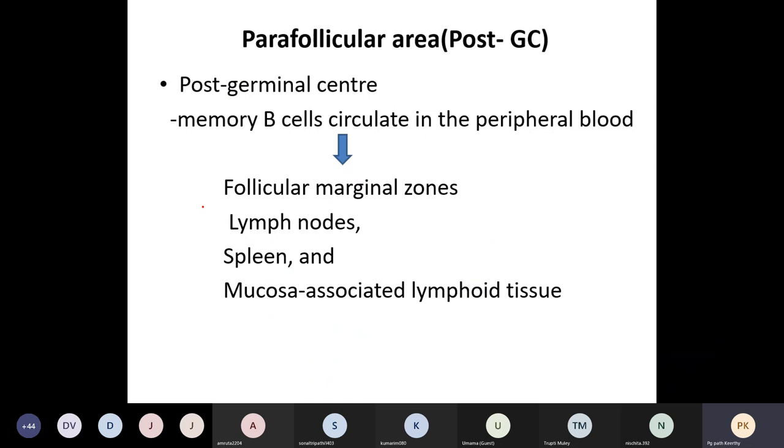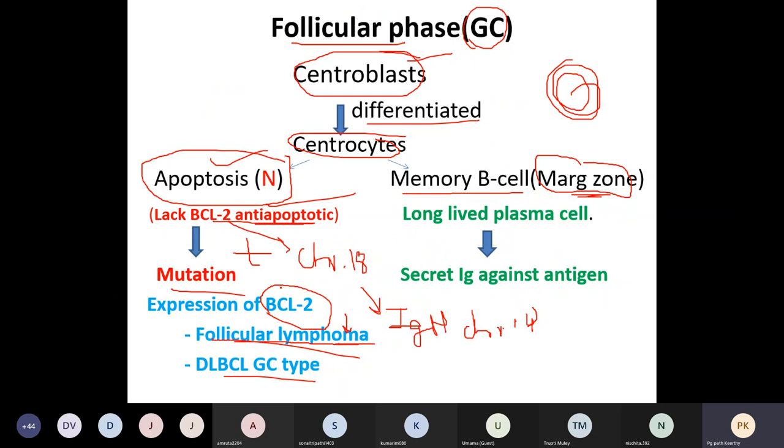So now tell me, what are the lymphomas you are expecting in the germinal center? One is your follicular lymphoma. One is the marginal zone lymphoma, where these memory cells go in there and become malignant. And one is where CMYC is gone. Got it? That is Burkitt's lymphoma.